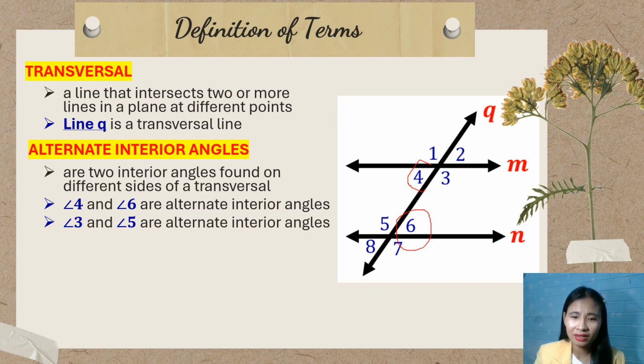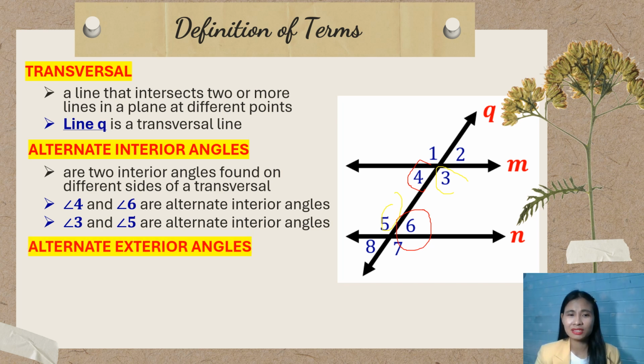Now, another pair is angle 3 and angle 5. Angle 3 is on the right side, then this time angle 5 is on the left side. So, in two lines cut by a transversal, you will be able to see two different pairs of alternate interior angles. So, of course, if there is interior, there is also exterior.